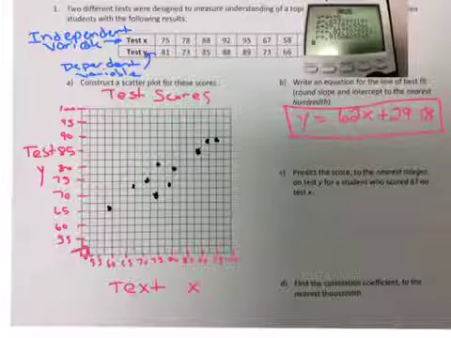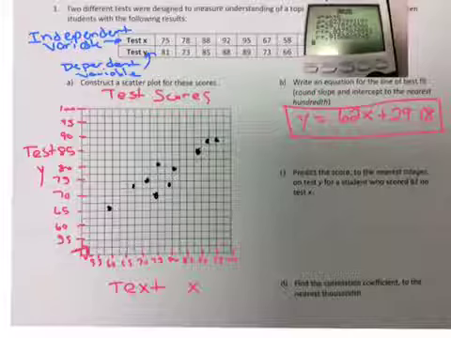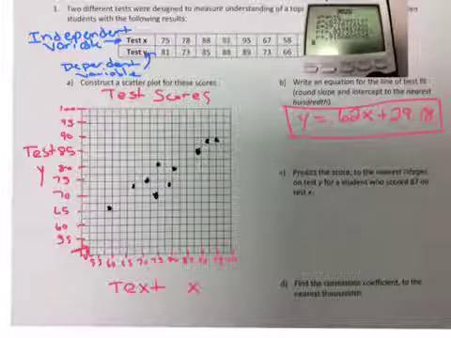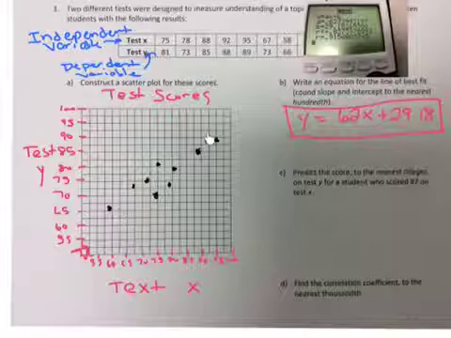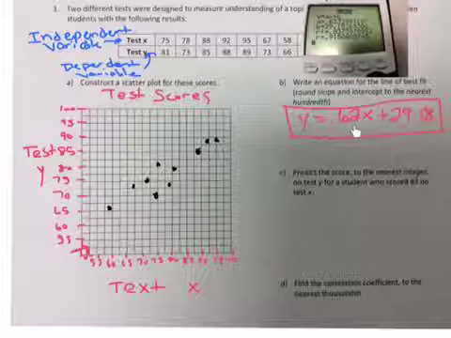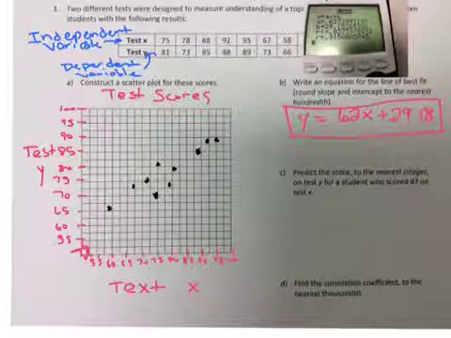And one thing I want to point out about this, really important, is that if you have a positive slope, it means you're going to have a positive correlation coefficient. Your correlation coefficient isn't going to be the same as the slope, but a positive slope gives you a positive correlation coefficient.